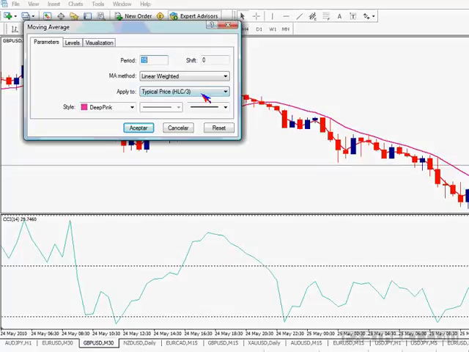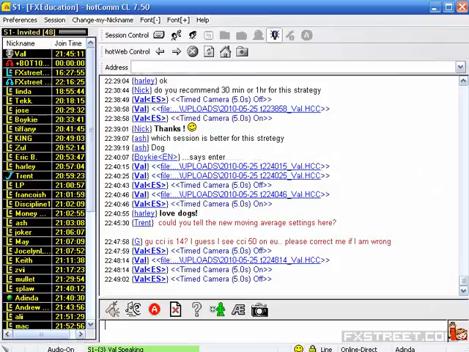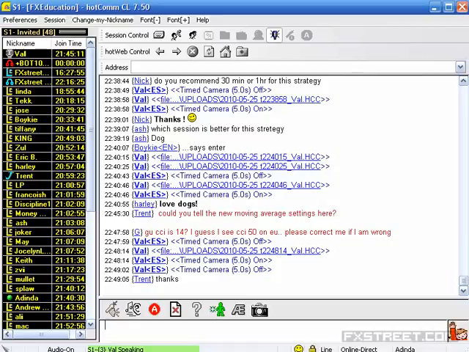For euro dollar, it is 3 and 25, simple, applied to close. Those are the settings.